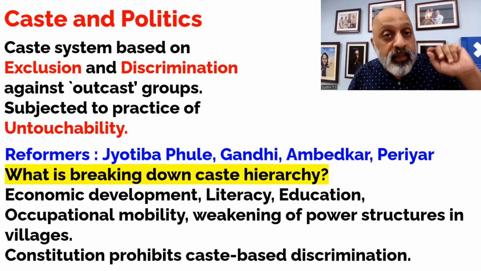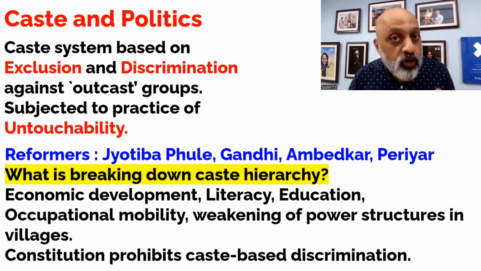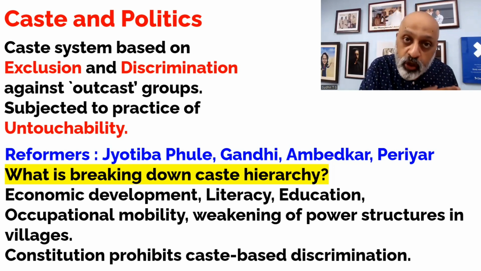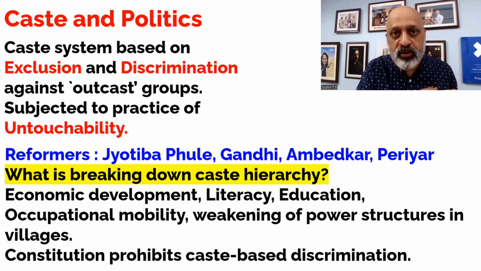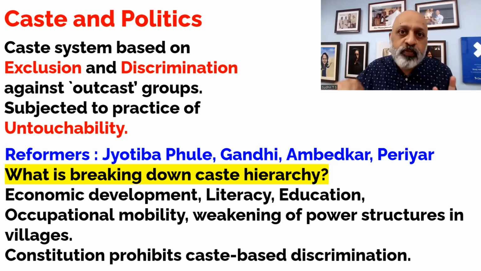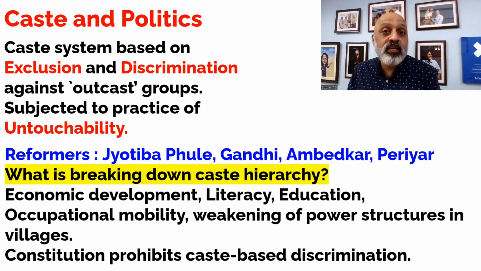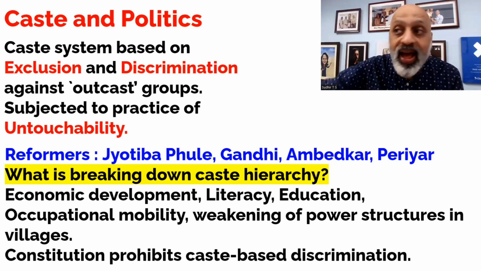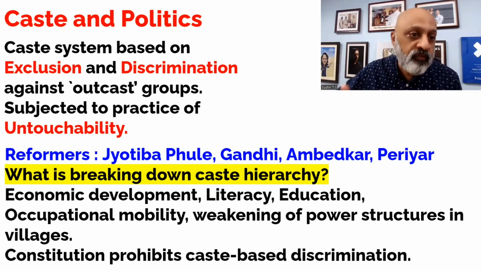Okay, guarantee. The caste system was based on what? It was based on exclusion and discrimination. Exclusion and discrimination. What does that mean? Exclude means remove this person, push them out. You remove this person and you discriminate against them, you treat him as different and don't allow him to mix within us.